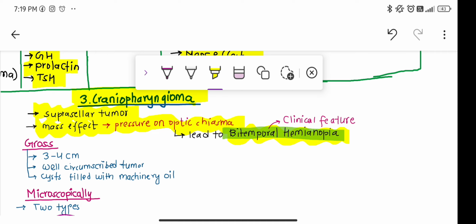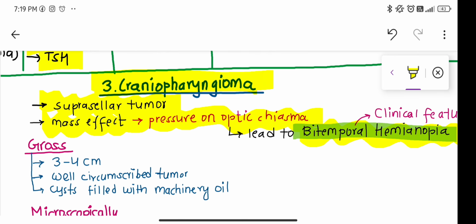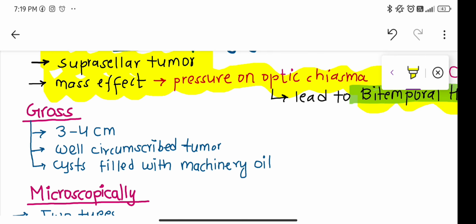Okay, this is a visual defect. Now, what are the gross features of the craniopharyngioma? Craniopharyngioma size ranges from 3 to 4 centimeters. Grossly, the lesion size is 3 to 4 centimeters.